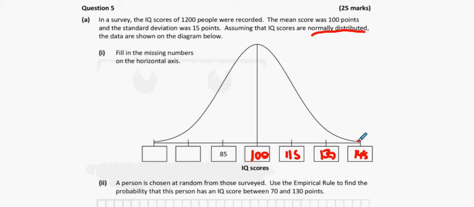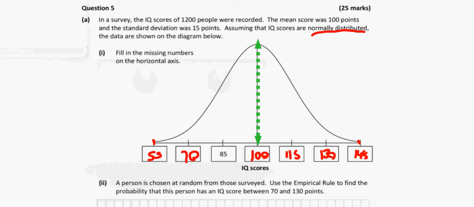145 is very rare, that's why the curve isn't that tall there. While an IQ of 100 is quite common, it's the most common. It's the mean, the mode, and the median. Okay? Then we also have a score of 70, and likewise a score of 55, really, really rare.